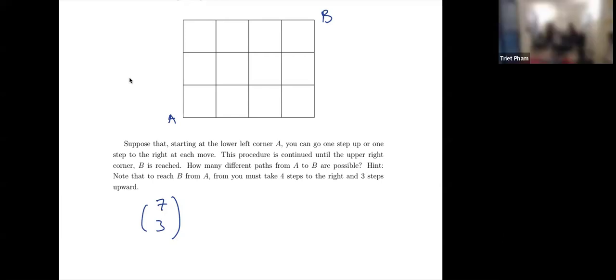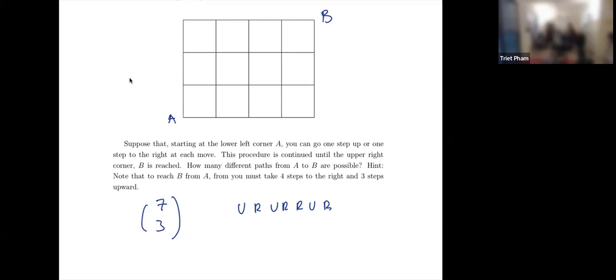Yeah, so that's roughly it. If you write down the sequence of steps, it'll be something like U for up, R, U, R, U, R, something like that. 4 steps to the right and 3 steps up. So if you look at it this way, it's going to be a sequence of 7 letters, where 4 of them must be R and 3 of them must be U.